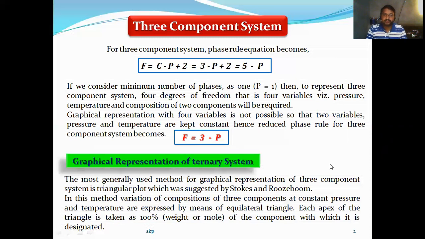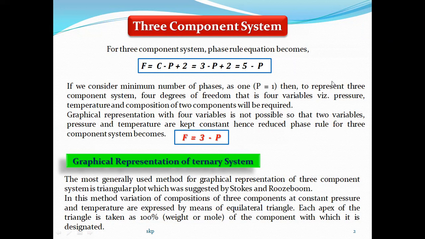So today we will see the last point from your topic, that is three component system. Similarly, as we have seen in one component and two component systems, for the three component system, again the phase rule will be modified. As we know, the degrees of freedom can be calculated as F is equal to C minus P plus 2.